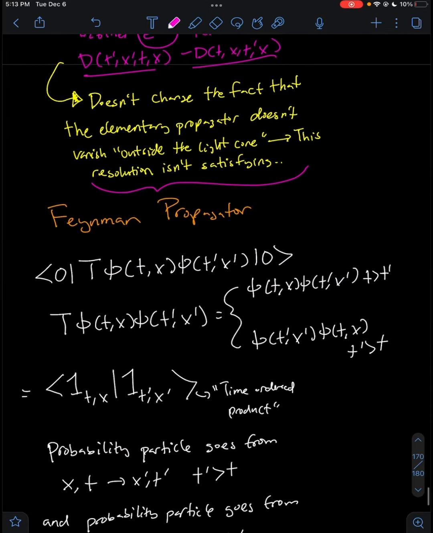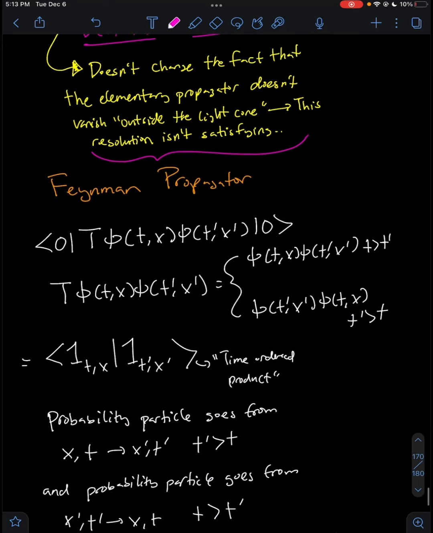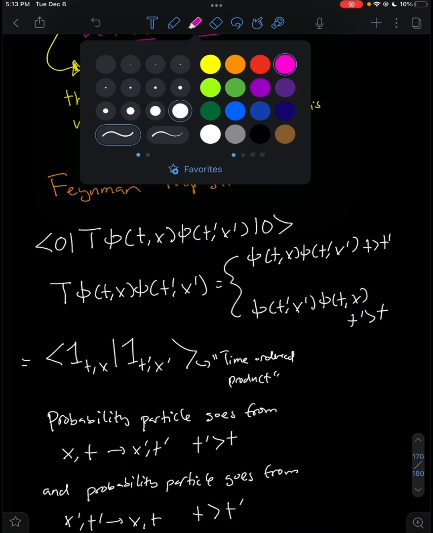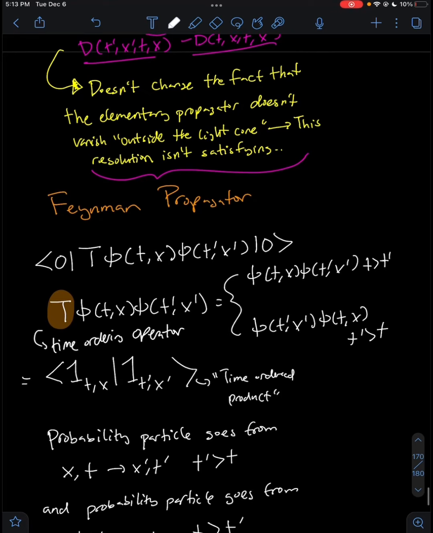So now we can talk about the Feynman propagator. The Feynman propagator is this right over here. And you might be wondering what this T thing over here is. This T is called the time ordering operator. And it's defined as follows. It's defined as giving us phi x t, phi x prime t prime, for t greater than t prime. This is an x, by the way.